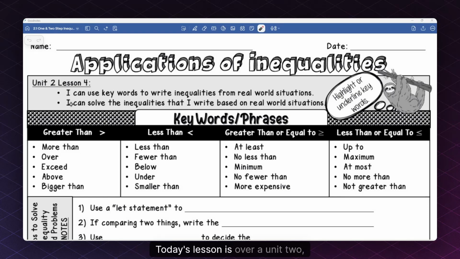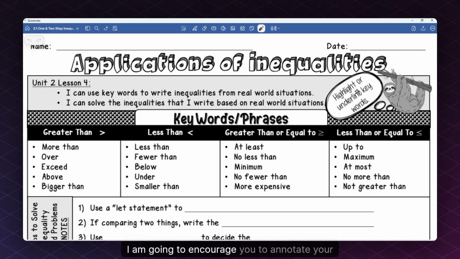Today's lesson is over Unit 2, Lesson 4, and we're going to be looking at inequalities some more, specifically what we call applications of inequalities, which is word problems. So you're going to use keywords to help write your inequalities from real world situations. And then once you write those, you can solve them based on these real world situations.